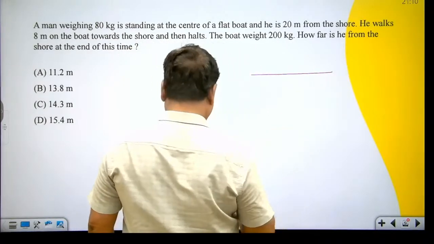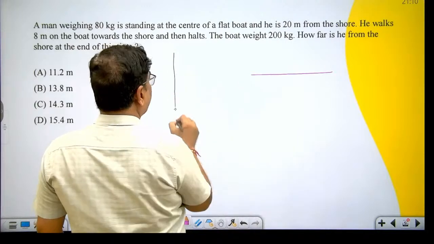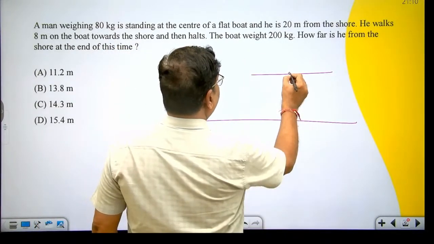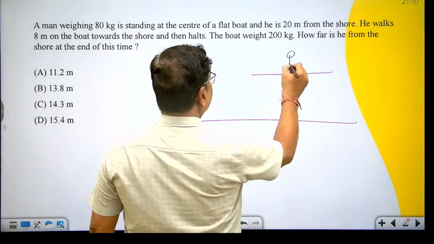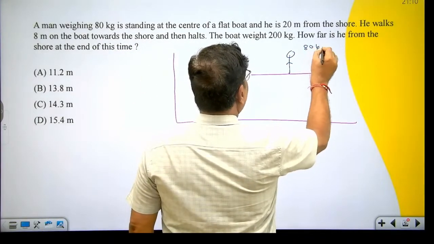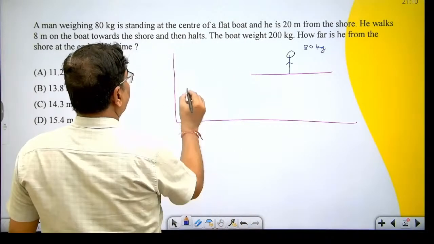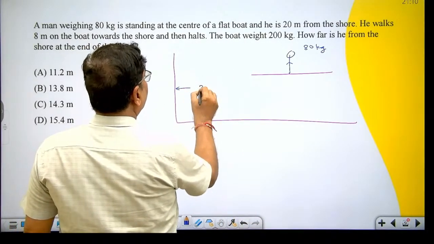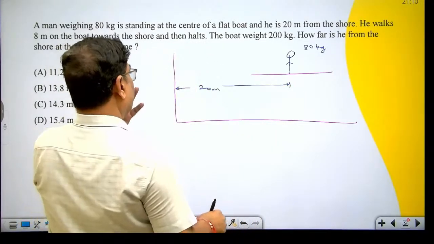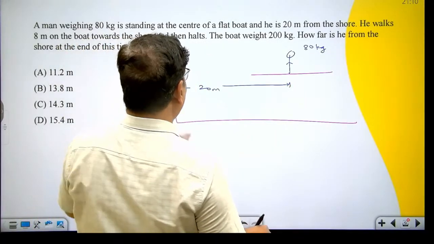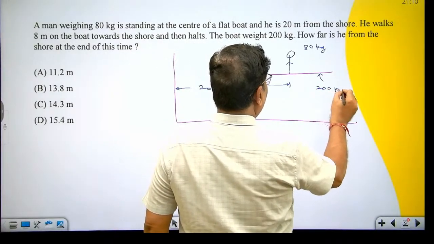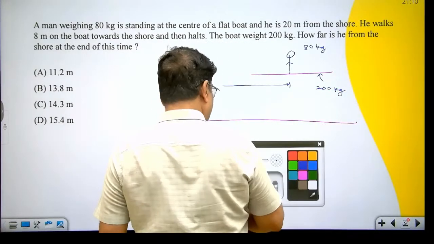This was the boat. And let us see, this is seashore. And this was the person. The person weight is 80 kg. The person position from the seashore is 20 meter. And the weight of the boat is 200 kg. And this is water.